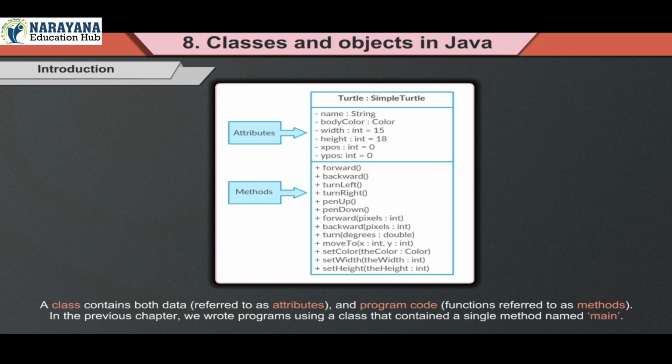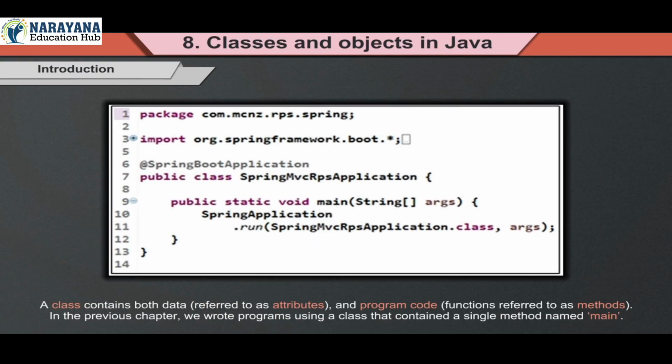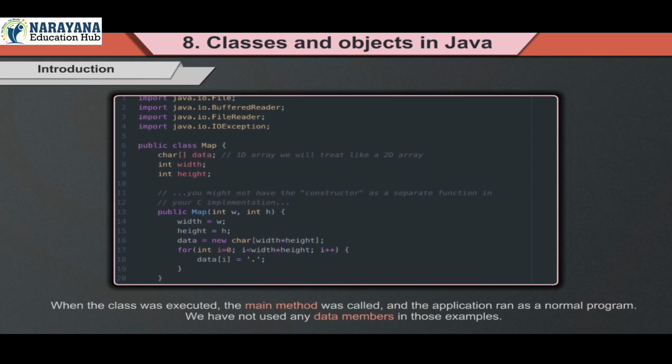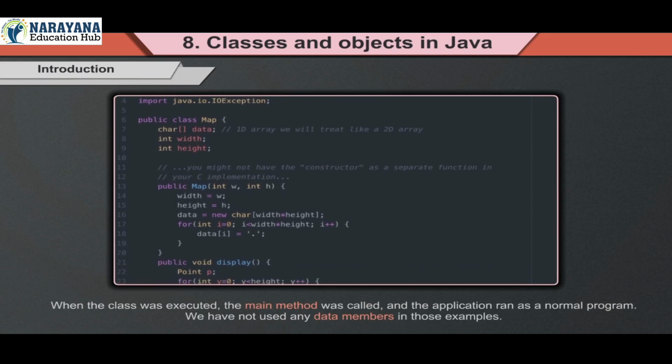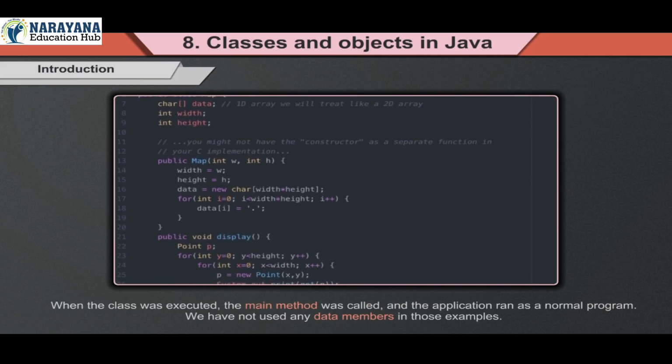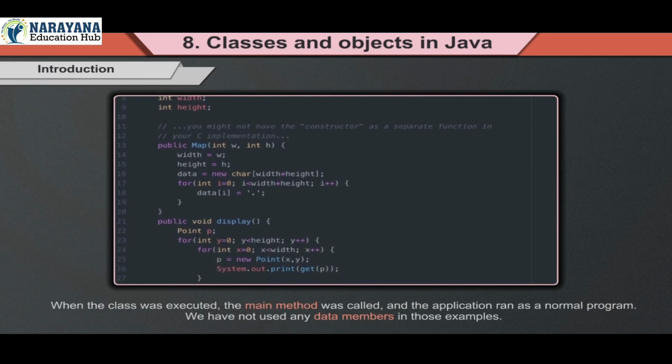A class contains both data, referred to as attributes, and program code, that is, functions referred to as methods. In the previous chapter, we wrote programs using a class that contained a single method named main. When the class was executed, the main method was called and the application ran as a normal program. We have not used any data members in those examples.